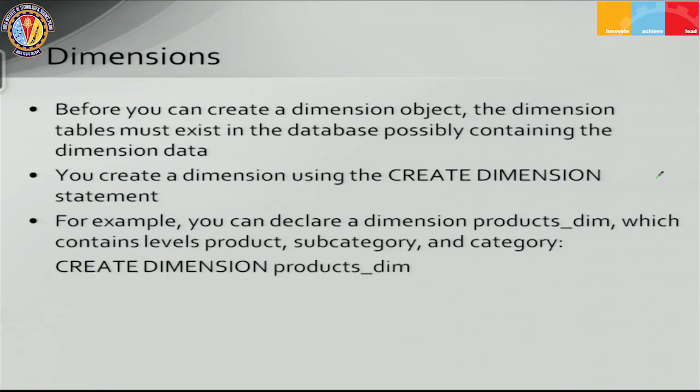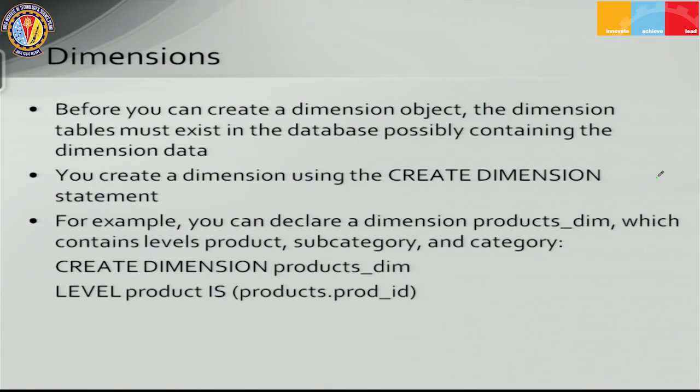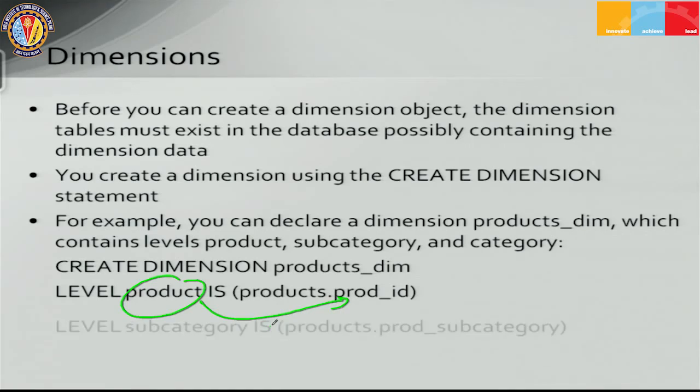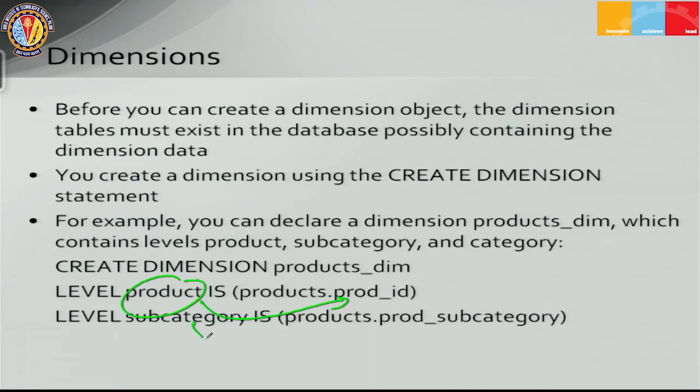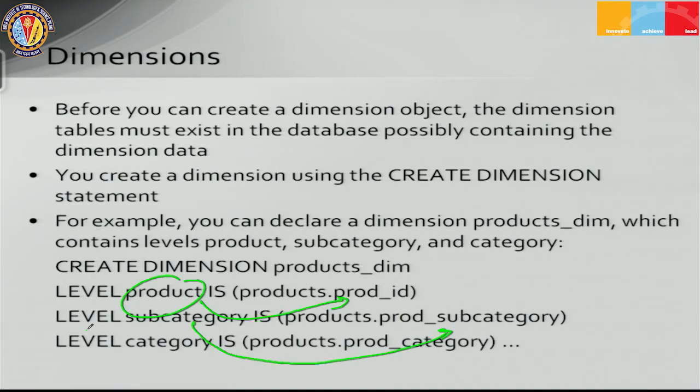So what I can do is create dimension, product dimension, level product is, and you have to define a level, which I am saying is product, and you have to map it with the attribute in the product table. Then I define another level which is subcategory, and you have to map it to the subcategory column in the products table. Then we have another level which is the category, and again it has to be mapped to the product category attribute in the products table. So this is the first step.